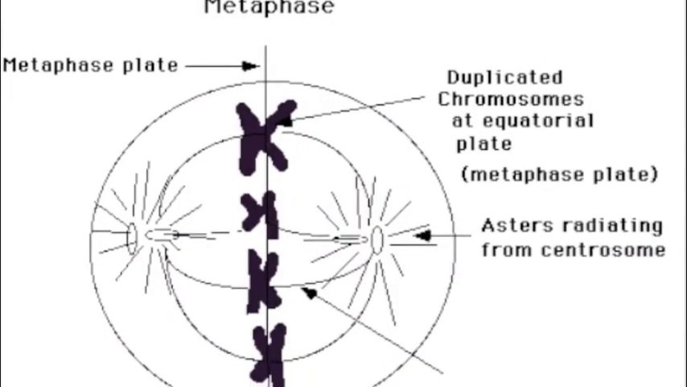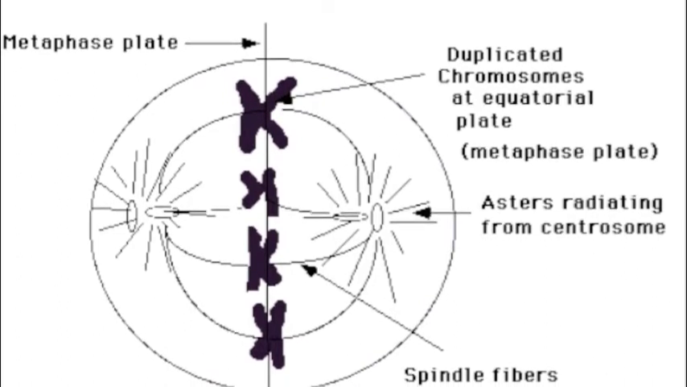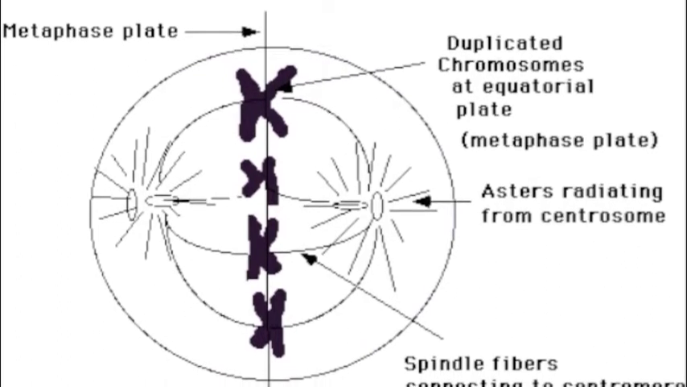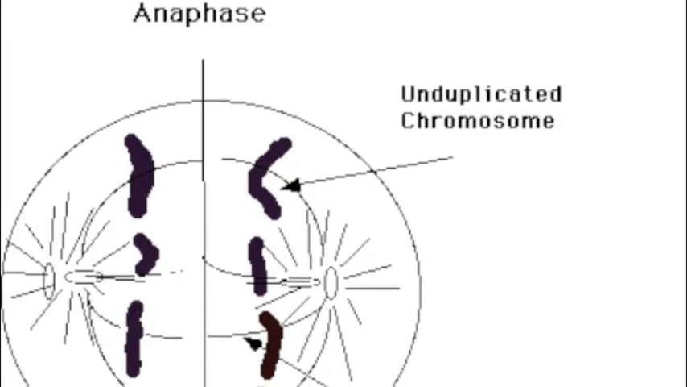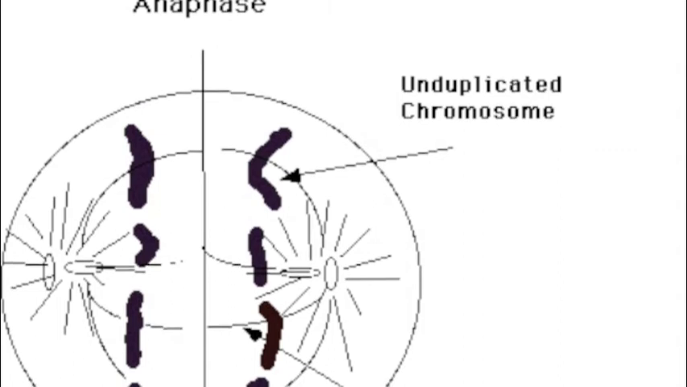After prophase, the third phase, metaphase, occurs. Metaphase is when the tension from the spindle fibers make the chromosomes align in the middle of the cell. Next, the fourth phase is anaphase. Anaphase is when the spindle fibers shorten and the kinetochores separate.